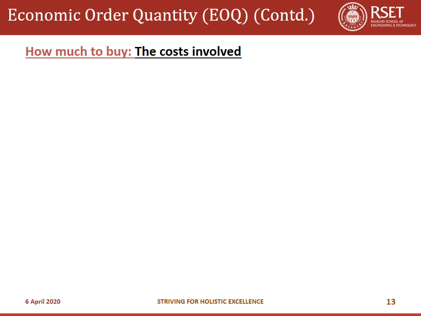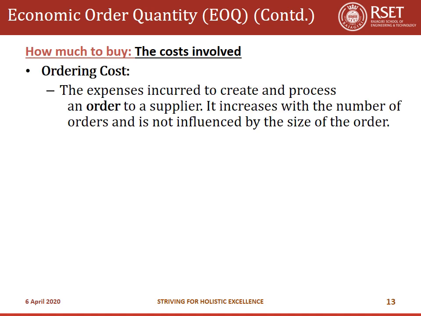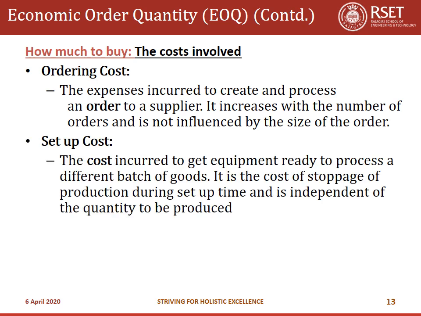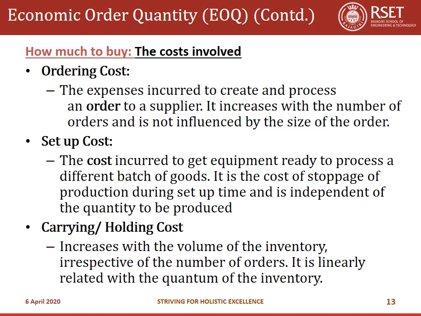How much to buy? That is, you're looking into the costs involved. There are different types of costs involved. One is known as the ordering cost, then setup cost, and carrying or holding cost. Ordering cost is the expense incurred to create and process an order to a supplier. It increases with the number of orders. That is basically the expense used to process an order, and it is known as ordering cost.